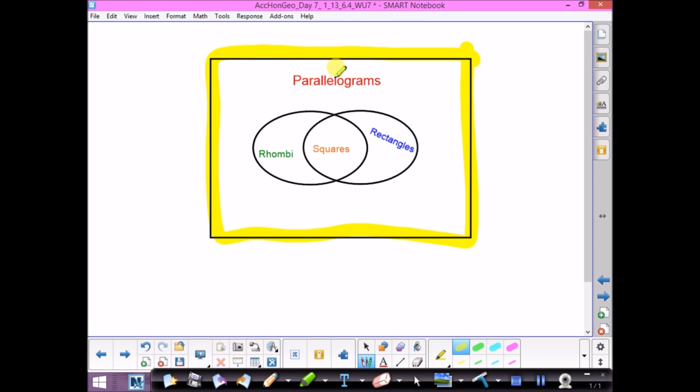We're going to add some more shapes to this. We're going to have a trapezoid and a kite. But for now, just focus on those.